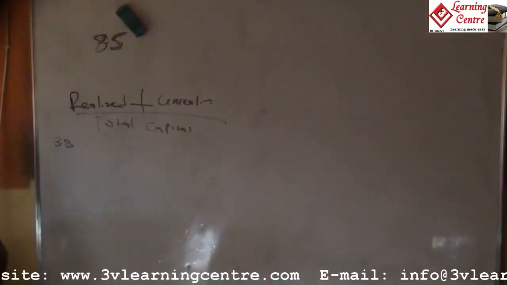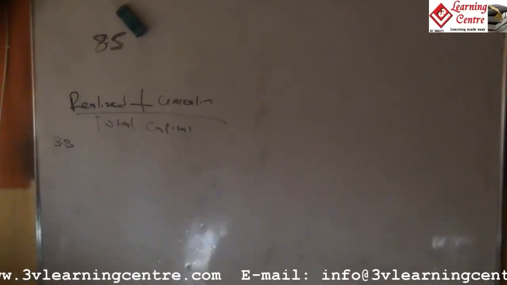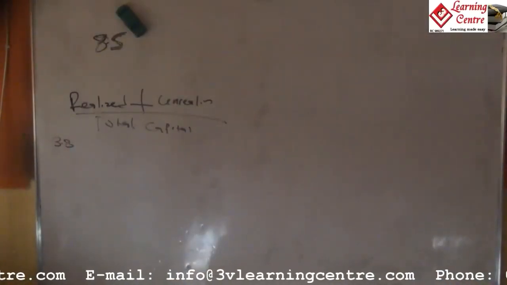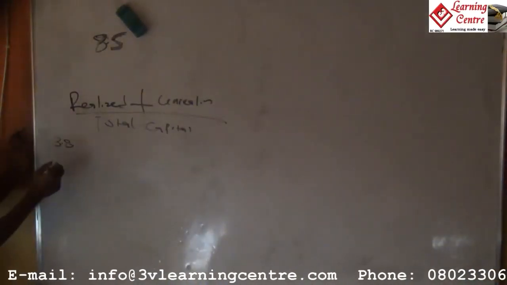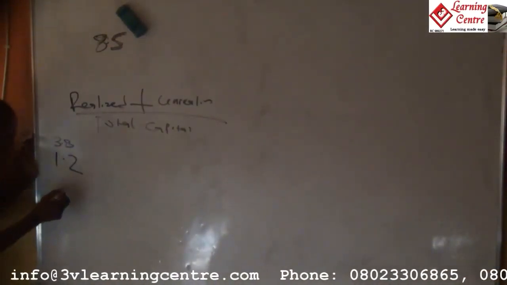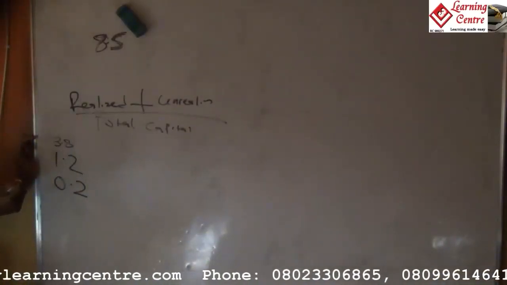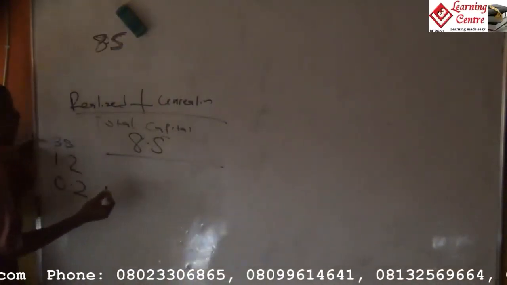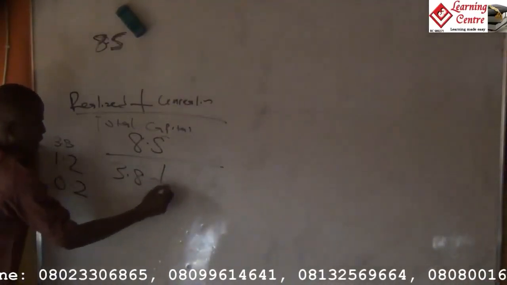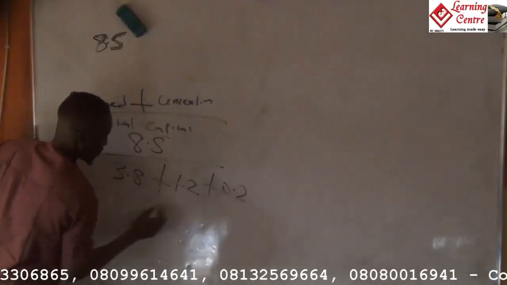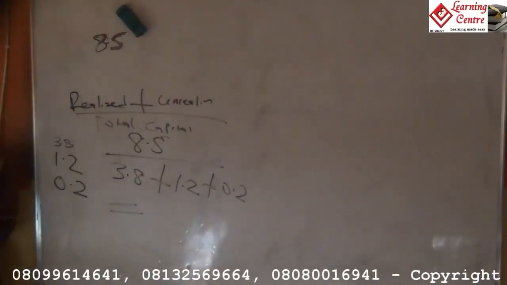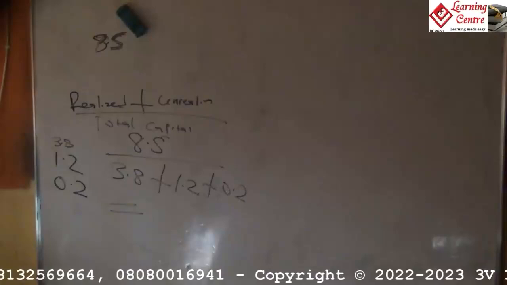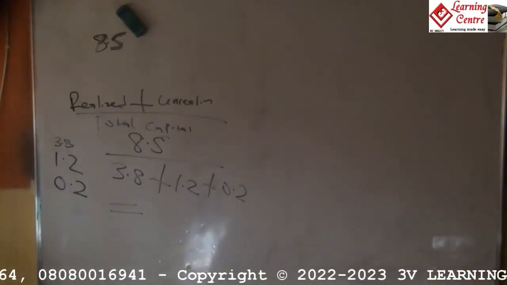Next, we're told that additional capital invested in year 3 is 1.2 and 200 million respectively, so additional capital is 1.2 and 0.2. The realized amount is 8.5 divided by our total capital, which is 3.8 plus 1.2 plus 0.2. So what's our MOIC? It's 1.63.